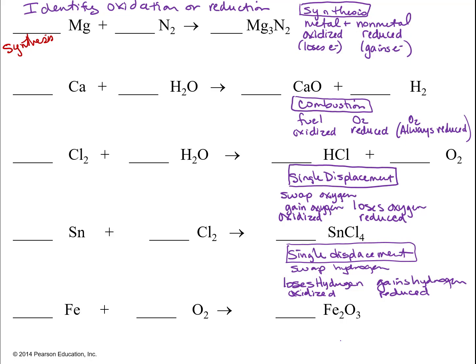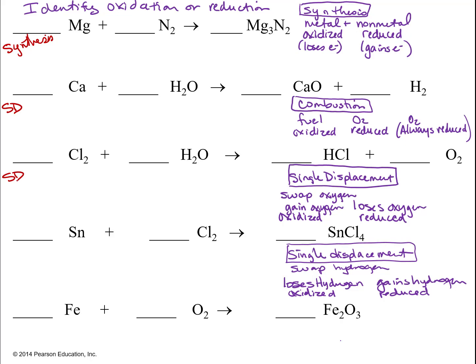Single displacement. So see that I have two reactants, two products. So remember, if they're the same, then it's going to be a displacement type or a combustion. But this one is a single displacement. I have an element in a compound making a different element and compound. So I'll just put SD, that's single displacement. So what's the next one? It's another single displacement. Okay, element plus a compound making a different element and compound.